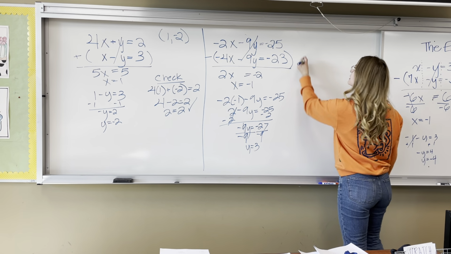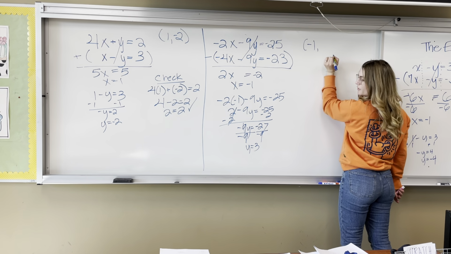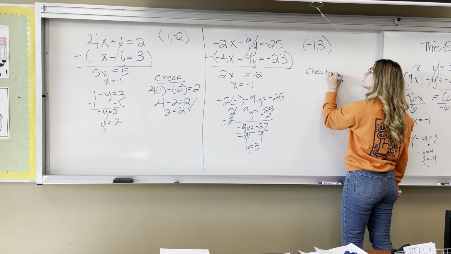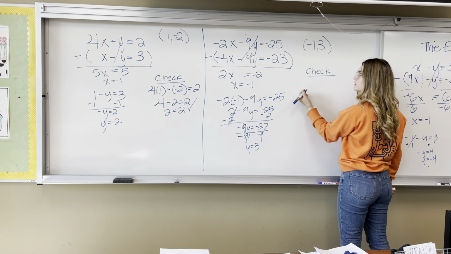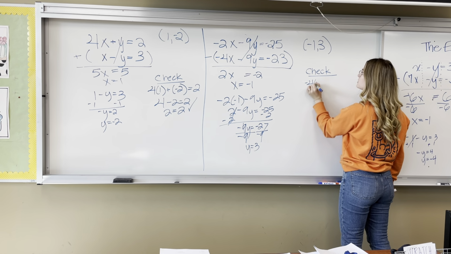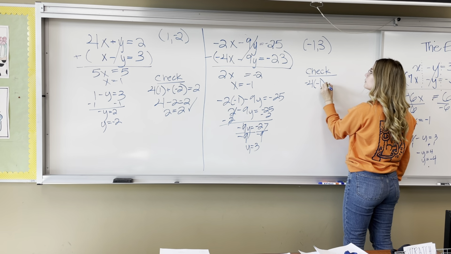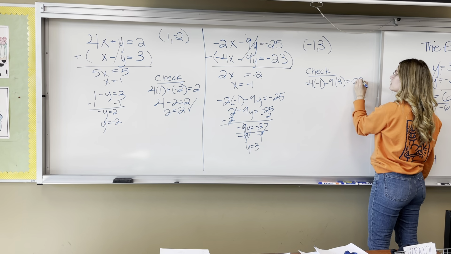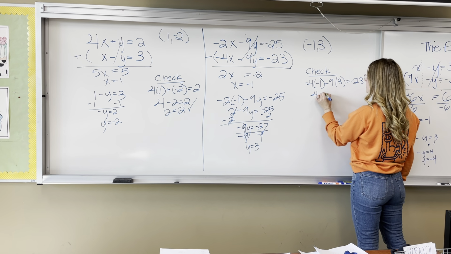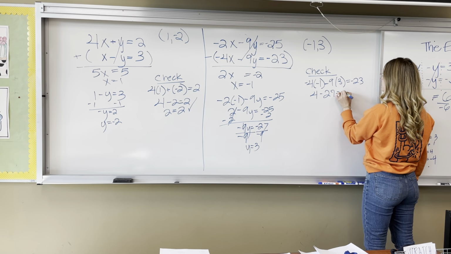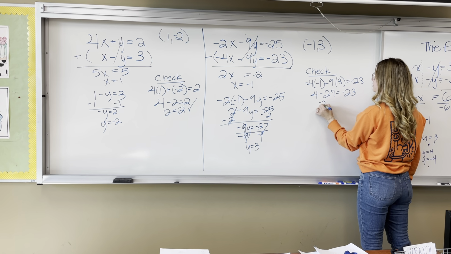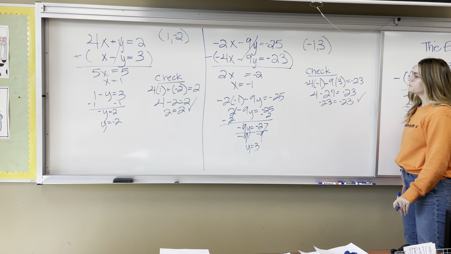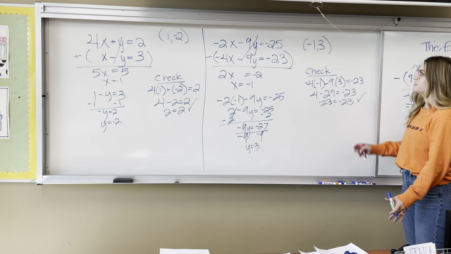So the coordinate we think it is at is negative 1 comma 3, and we're going to use the other equation to check. So that'll be the bottom one. Negative 4 times negative 1 minus 9 times 3 equals negative 23. This will be positive 4 minus 27 equals negative 23, and negative 23 equals negative 23. Check your work with mine. Pause the video right here.